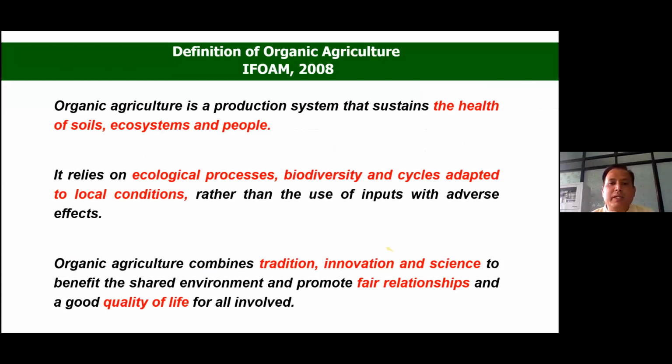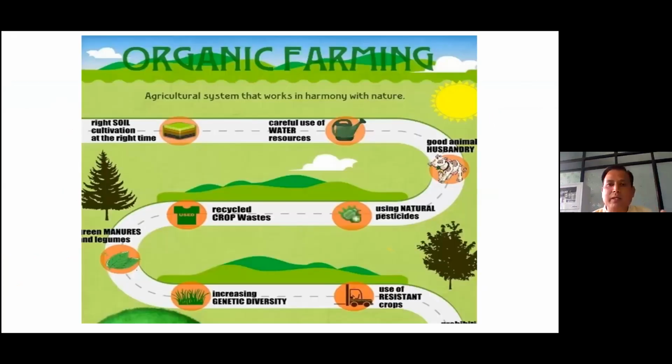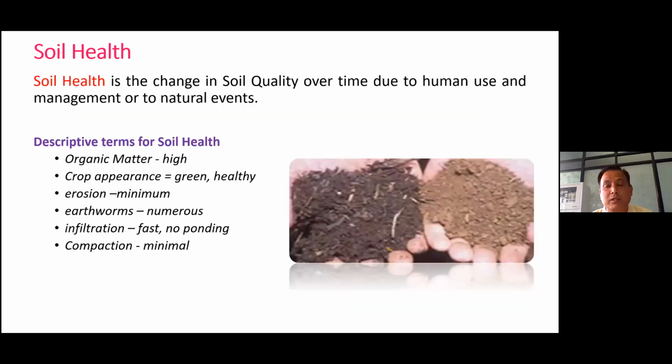Now, the organic farming system works in harmony with nature. There are so many practices which we can adopt, but this is beyond the scope of today's lecture, so I would like to skip. Now, soil health, friends, is nothing but the change in soil quality over time because of so many anthropogenic activities. And in descriptive terms, we can observe the soil health by organic matter content.